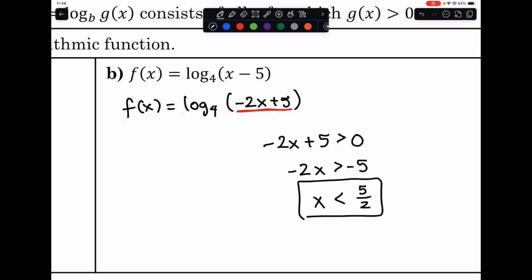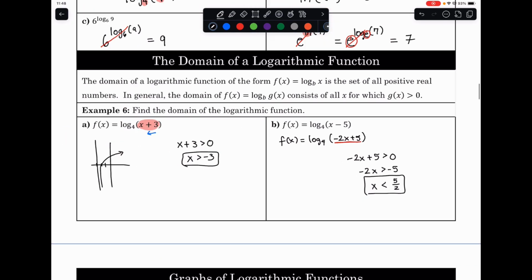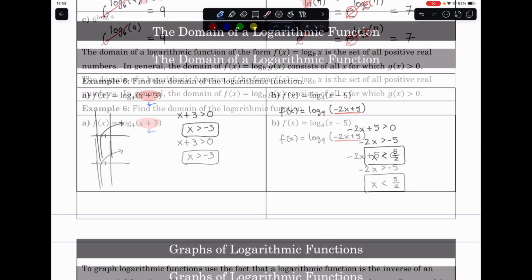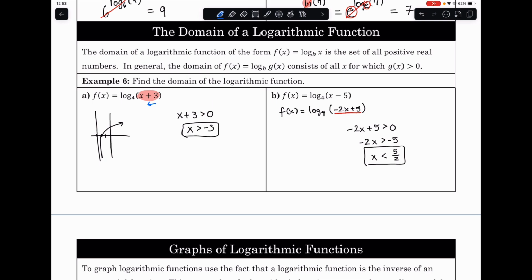So there is how you find the domain to a log function. Simply focus on your horizontal transformation. See what values are going to make this one right here greater than 0, and then you just simply solve your inequality. Okay, so that concludes our second part to this lesson.